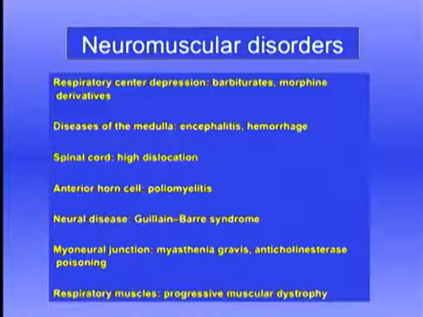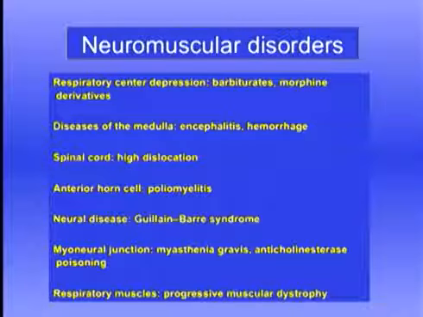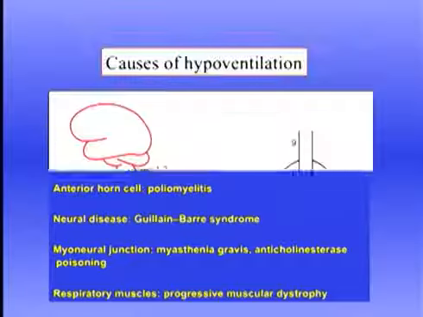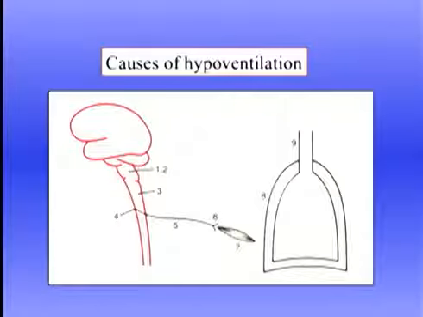Now let's move to neuromuscular disorders. And there are a whole series of these that I've listed here. But before I go through the list, let me tell you that the way I remember them is from a little cartoon like this. I think first of all of the respiratory centers where the impulses going to the respiratory muscles are generated. And then we can go through the line going to the muscles themselves.